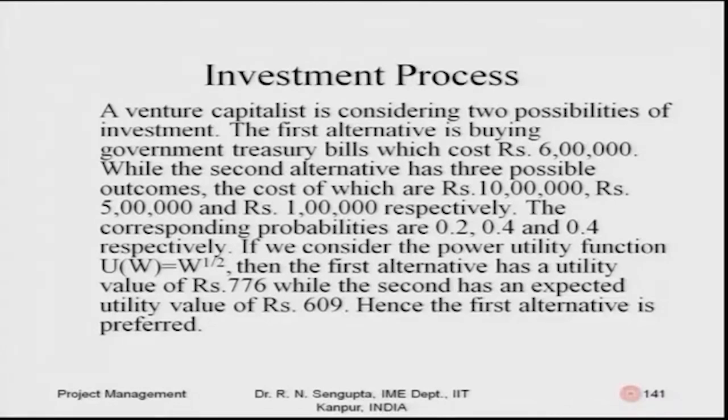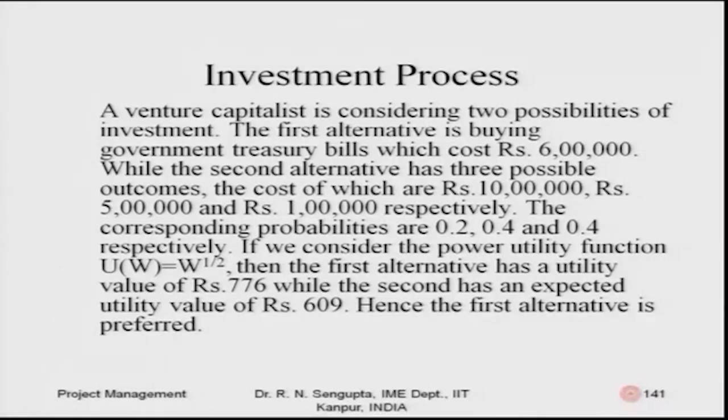Consider the utility is quadratic. So the first alternative has a utility value of 776. So why is it 776? Government treasury bills do not have any risk, which means the probability is 1. So if I want to find out the expected value, it will be square root of 6 lakhs multiplied by 1, which will give me a value of 776. You can find it out through calculations.